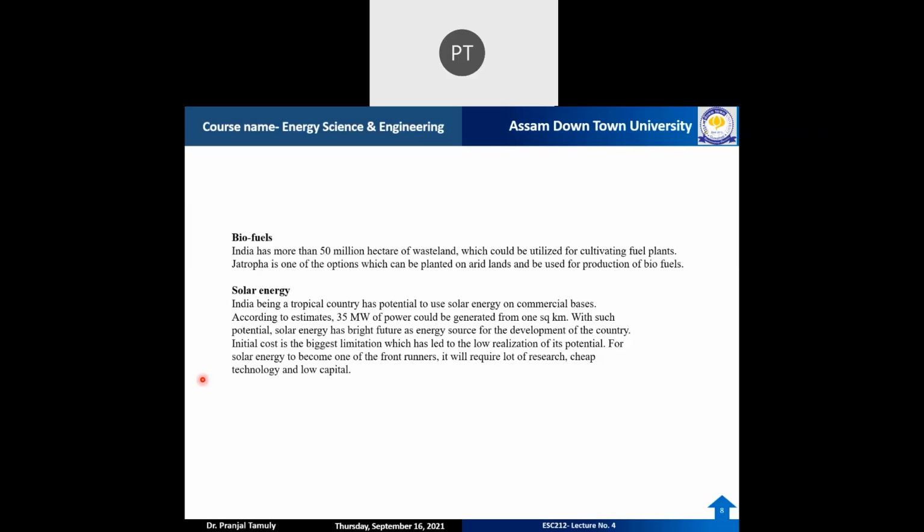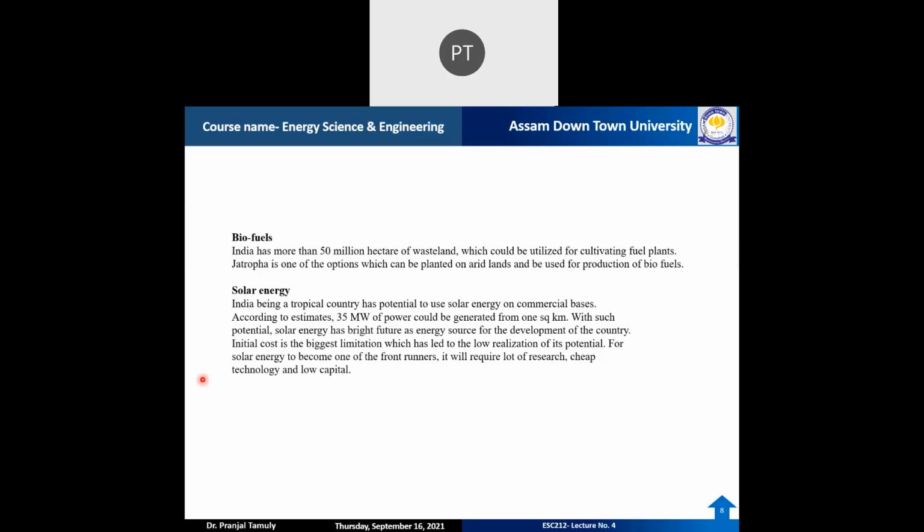So why is solar energy very much efficient in the case of India? Since you know that India is a tropical country, we receive much more solar radiation as compared to the polar region or other regions. So that's why we can tap this solar energy to produce electricity. Also, it has a very high potential. That is, you can see that 35 megawatt of power can be generated.